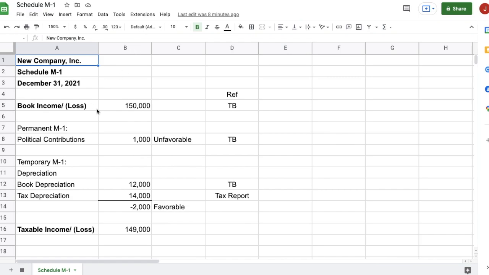So let's start off with the book income amount. We're right here at $150,000. This amount of $150K is coming from your trial balance or your financial statements. Going down, we also see the permanent M-1s. The first one that I wanted to talk about is the political contributions.